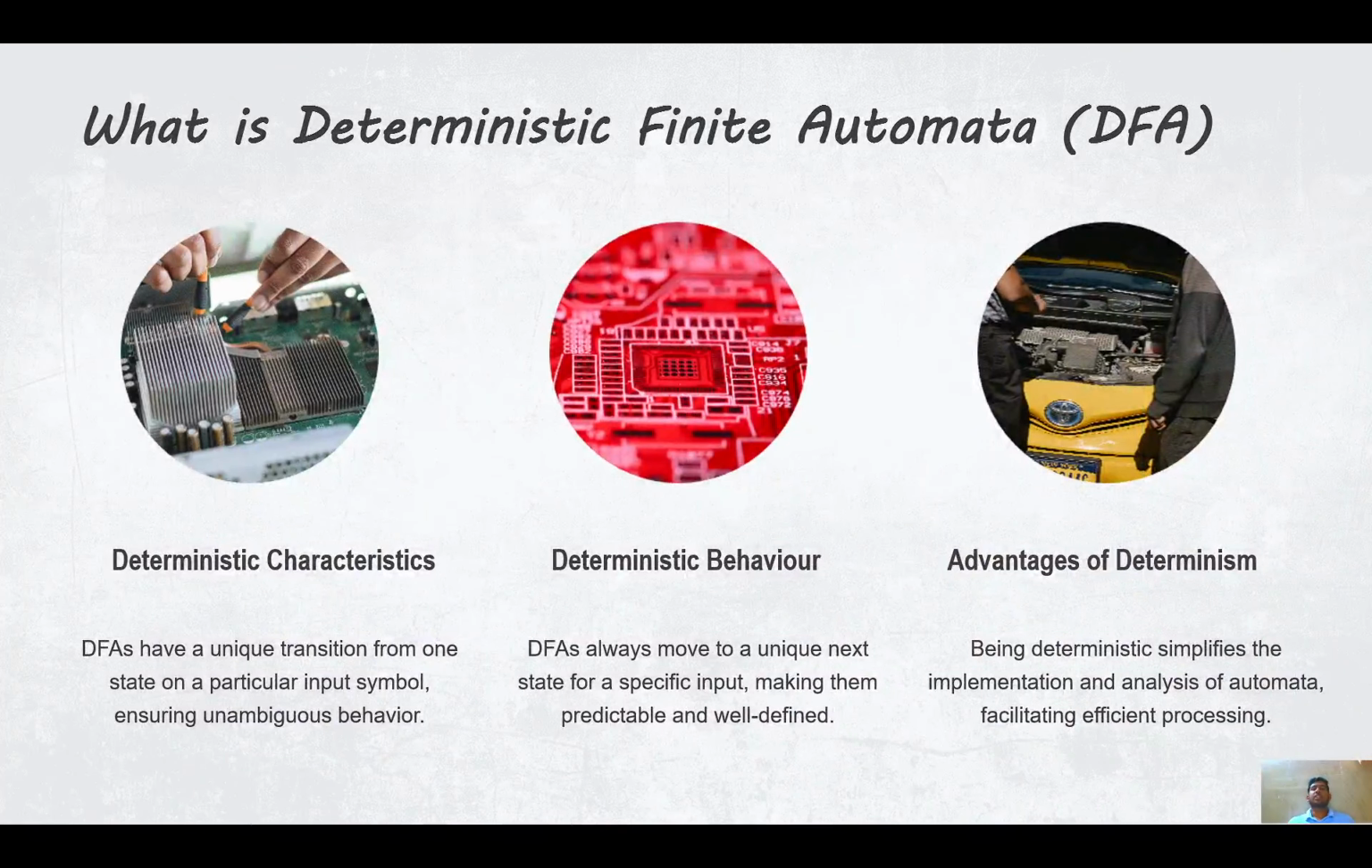What is deterministic finite automata? It has three aspects: deterministic characteristics, deterministic behavior, and advantages of determinism. DFAs have a unique transition from one state on a particular input symbol, ensuring unambiguous behavior. DFAs always move to a unique next state for a specific input, making them predictable and well defined. Being deterministic simplifies the implementation and analysis of automata, facilitating efficient processing.